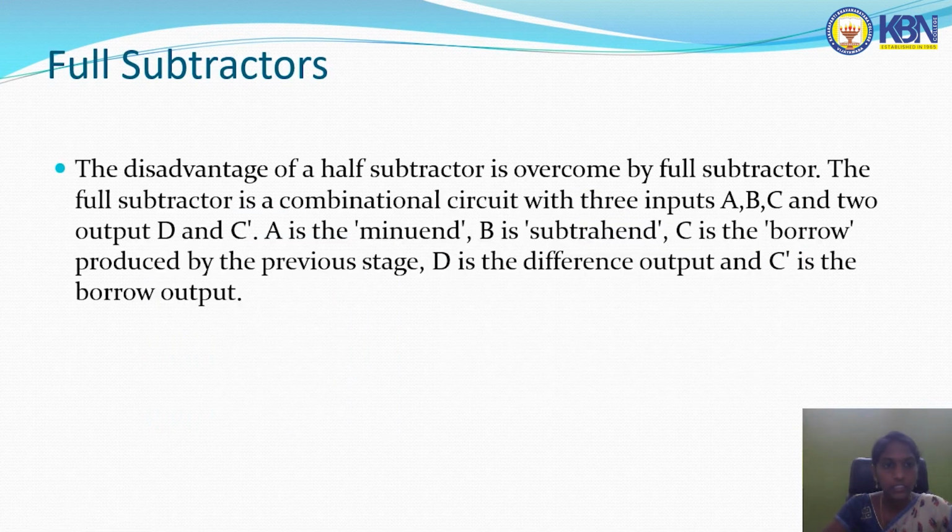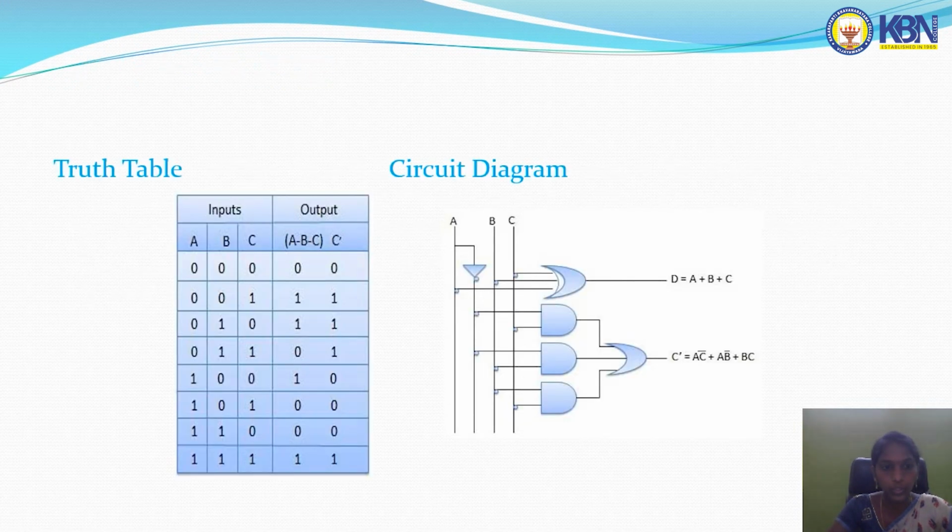Full subtractor. The disadvantage of the half subtractor is overcome by the full subtractor. The full subtractor is a combinational circuit with three inputs A, B and C and two outputs D and C bar. A is the minuend, B is the subtrahend, C is the borrow produced by the previous stage, D is the difference output and C bar is the borrow output.